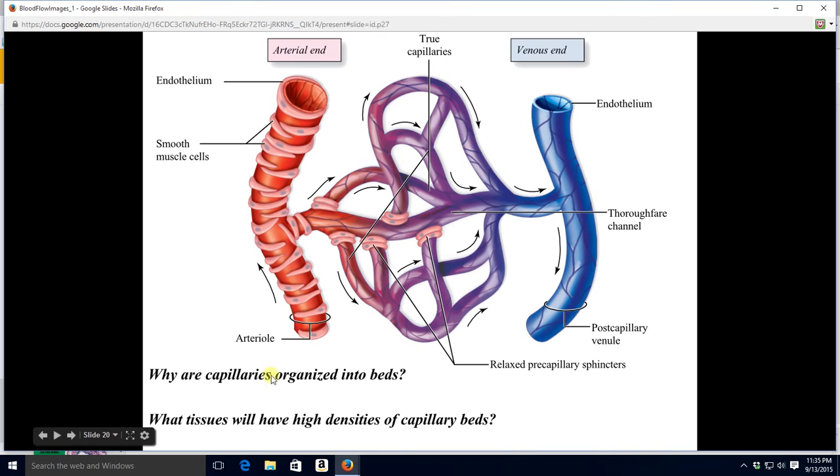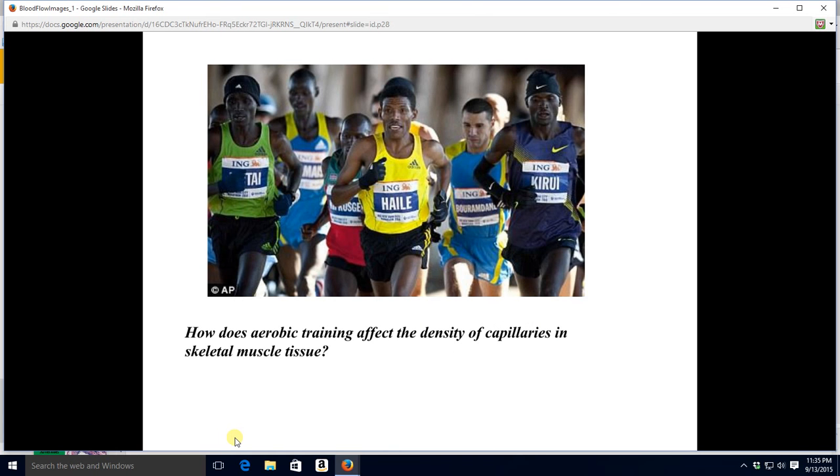All right, anyway, let's answer the question number 2 down here. What kinds of tissues will have high densities of capillary beds? Well, the answer is tissues that need a lot of blood. In other words, tissues that do a lot of stuff. Your liver, skeletal muscle, cardiac muscle. Those are demanding tissues. Kidneys, CNS, your brain, demanding tissues. And they'll have high densities of capillary beds.